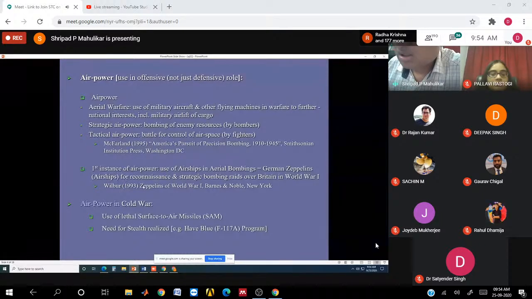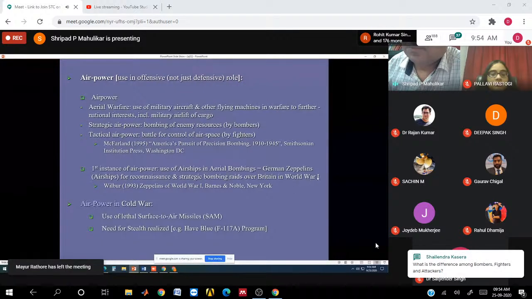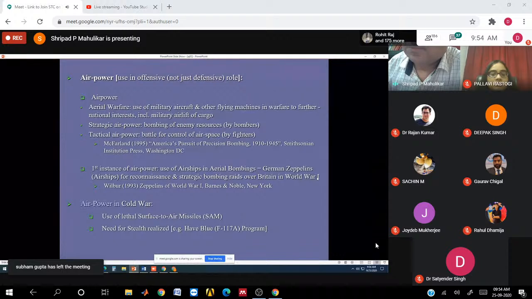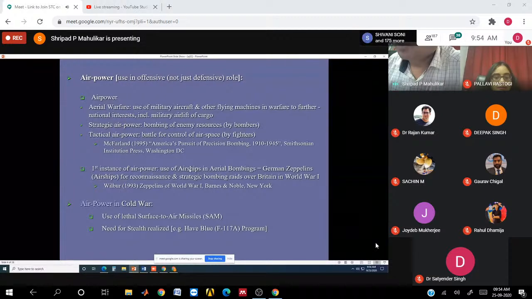Now, if we take a look at history, the first instance of air power, that is the use of air in warfare, was in World War I, sometime in the early part of the 20th century, maybe 1910 plus. It was not much aircraft, but airships. Airships are lighter than air, and aircraft are heavier than air. So the use of airships in aerial bombings, that is the German Zeppelins, for reconnaissance and strategic bombing raids over the UK in World War I, was the first instance of air power.